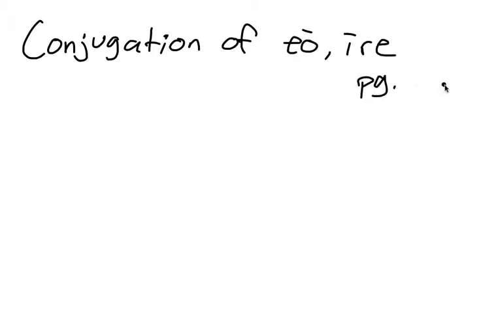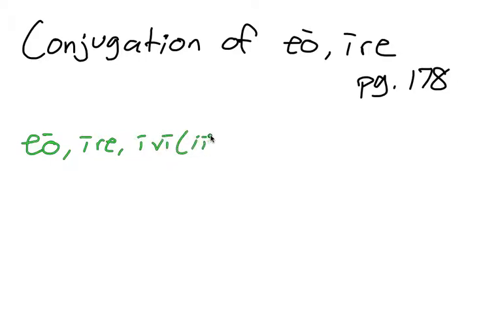Today we're talking about the conjugation of the verb eo, ire, which means to go, and you can find this in your book on page 178. Okay, so eo, the principal parts of this verb are eo, ire, ivi, or it also has the third principal part ii, two eyes, and the fourth principal part itum, and eo means to go.